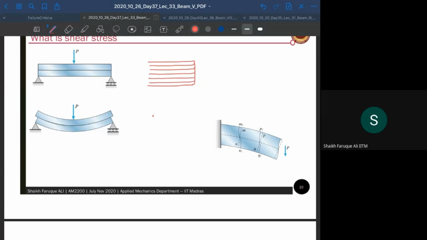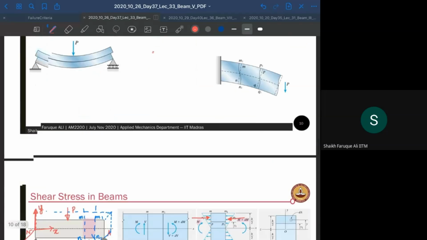Like this, right? So when you put a load and there is a shear stress in it, it will behave like this. The next layer will go a little bit beyond that, and like that, they will start sliding from each other. This is what creates the shear stress. This is the effect of the shear stress.